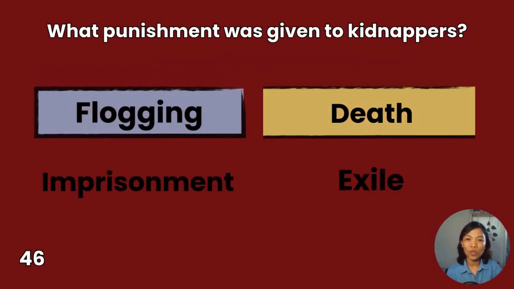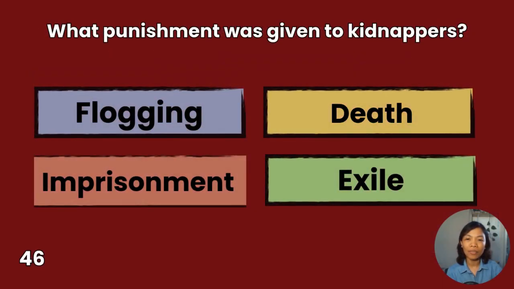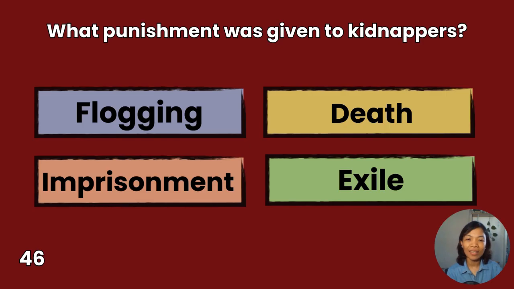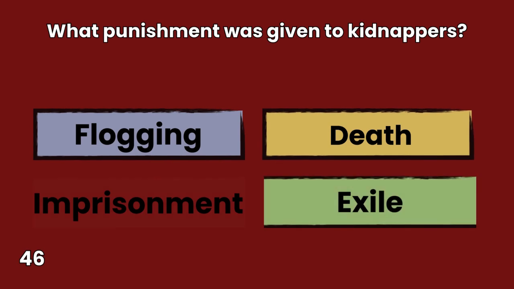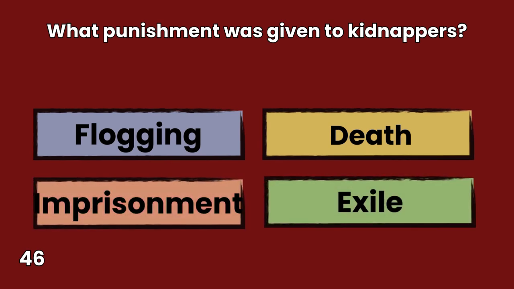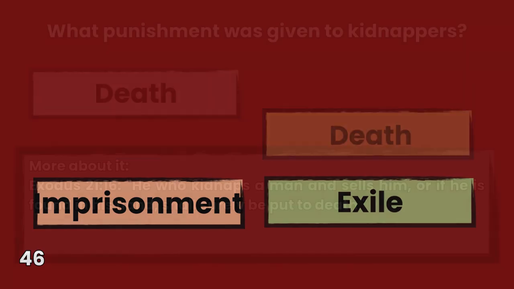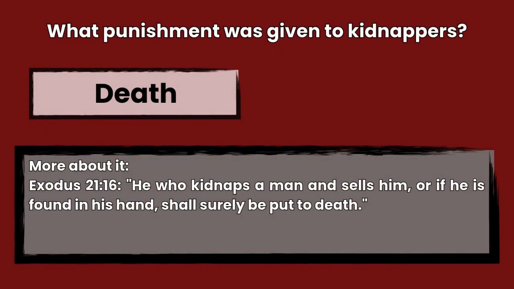46. What punishment was given to kidnappers? Flogging, imprisonment, death, exile. You have 10 seconds to answer. The answer is death. Exodus 21:16. He who kidnaps a man and sells him, or if he is found in his hand, shall surely be put to death.